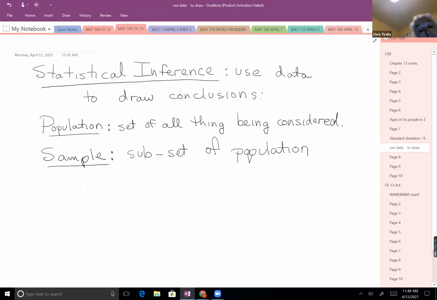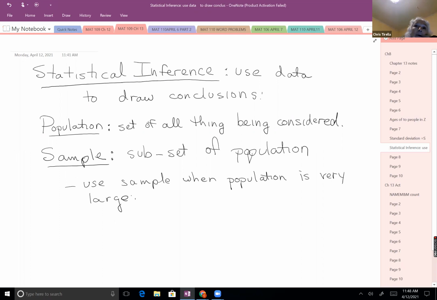Why use a sample? We'll use a sample when the population is too large, when the population is very large. And so, okay, let's go back to my theoretical example. I want to know how many math classes college students in America take. We've decided that all of the college students in America would be impossible for me to reach out to. So I'm going to come up with a sample, which is just a subset.